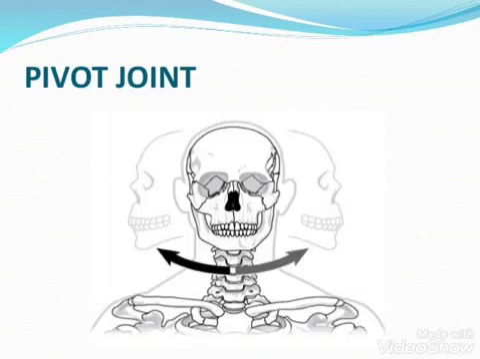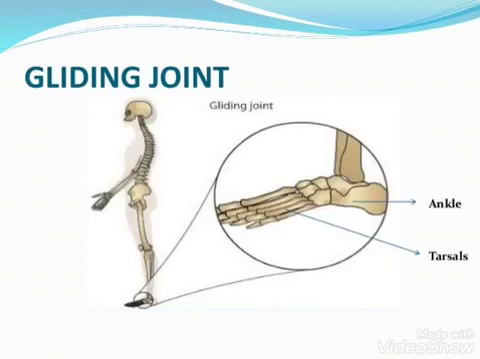Next is the pivot joint. The joint where our neck joins the head is called the pivot joint. It allows us to bend our head forward and backward and turn the head to our right or left. With the help of this pivot joint, we can move our neck, because our neck joins the head with its help, and it helps in bending the head forward, backward, and left and right.